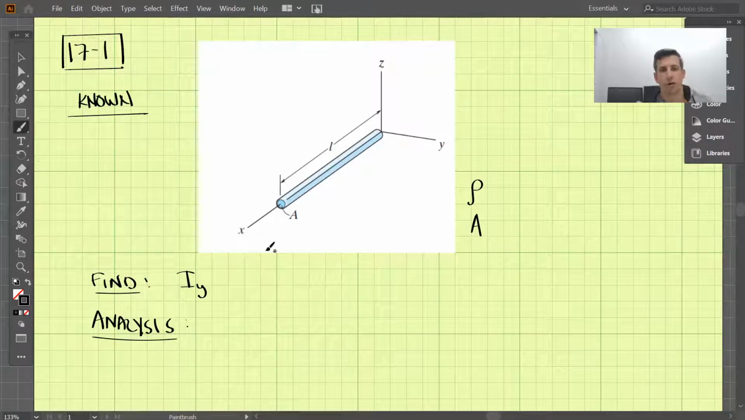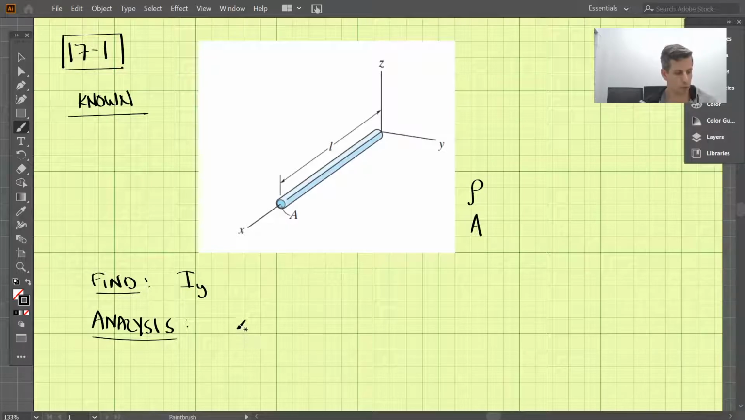So this is 7-1, and we're looking for the moment of inertia about the y-axis here. To find this, we know we have a constant density rho and a constant area A, and this length is L along the x-axis.